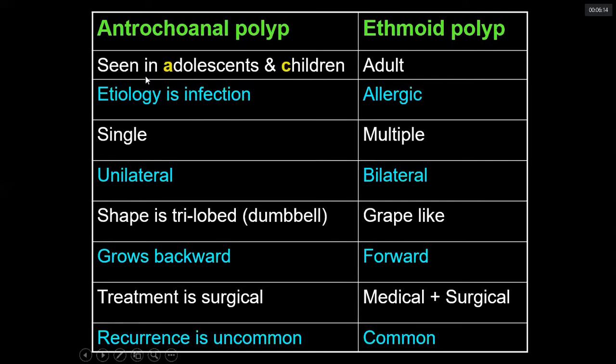So antrochoanal polyp is seen in adolescents and children, ethmoidal in adults. Etiology is infection here, and it is allergic. This is single, this is multiple, grape-like in bunches. This is unilateral and this is bilateral. The shape is trilobed, dumbbell shaped, and here it is grape-like, in bunches. It grows backward. Here it grows forward, not backward.